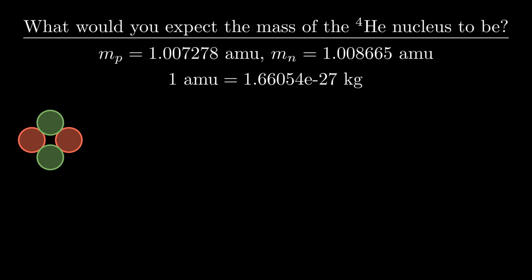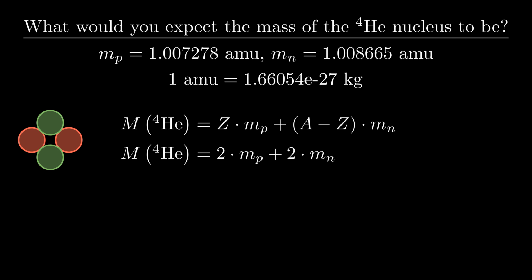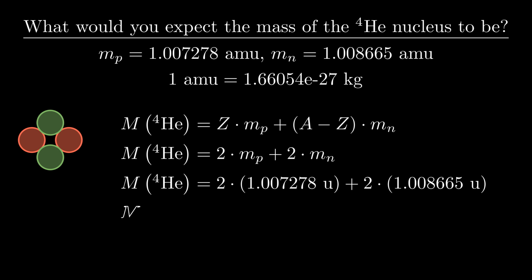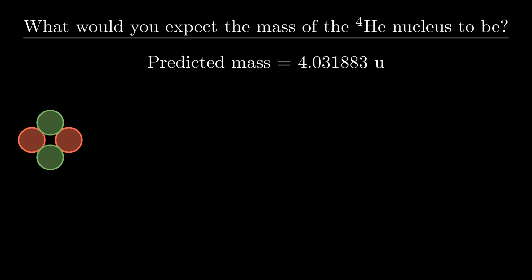Now it stands to reason that the mass of the nucleus will just be the sum of its components, so we could write out an equation for that. The nucleus's mass should be the number of protons it has times the mass of a proton, plus the number of neutrons it has times the mass of a neutron. So we sub in 2 and 2, then we plug in the proton and neutron masses, and we arrive at a total mass of 4.031883 atomic mass units. So that's our prediction.